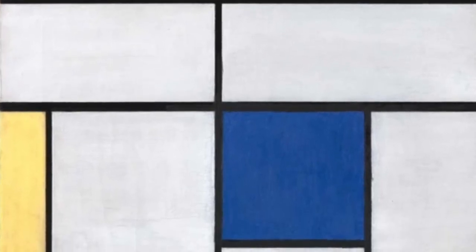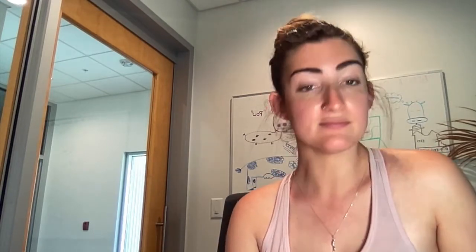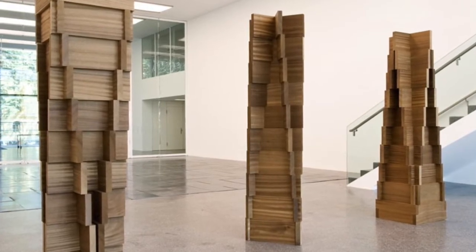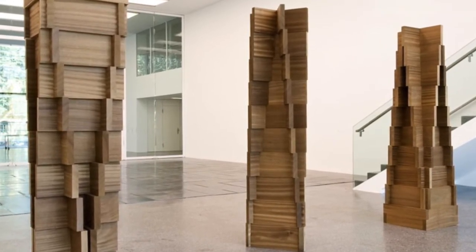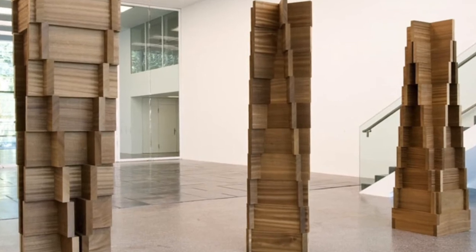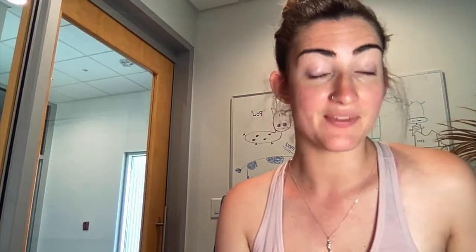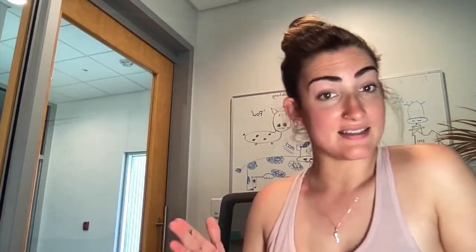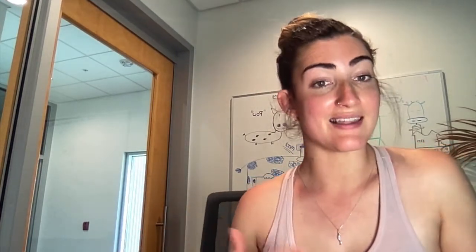Oftentimes in minimalism too, if they were using a specific material, for instance, if they were doing a sculpture out of wood, they would want you to really just recognize wood for being wood, recognize the thing for what it is and appreciate it for what it is. So here, Gunther has made these art pieces that are a mix of different colors.